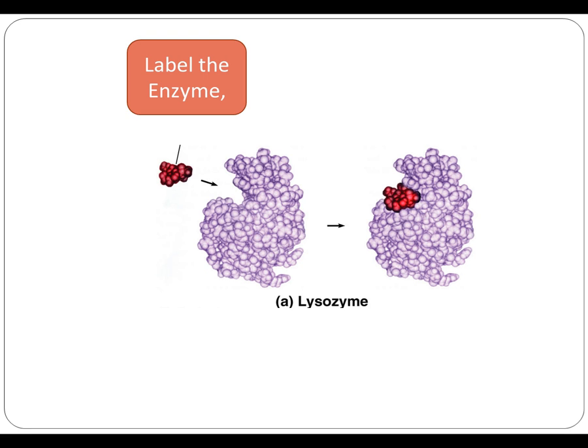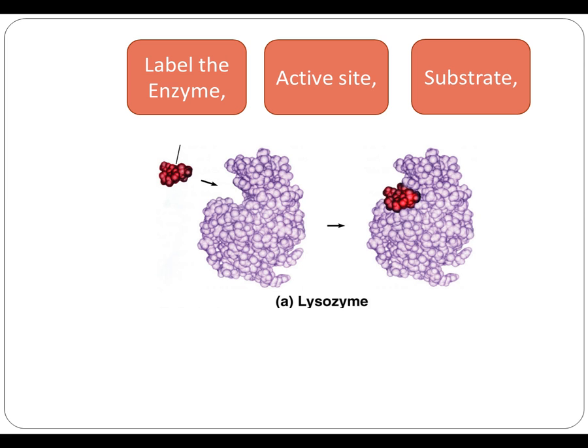The active site, right? So if you've got your handout, I want you to label the enzyme, the active site, and the substrate. If you don't, you can just draw a really simple looking enzyme block.